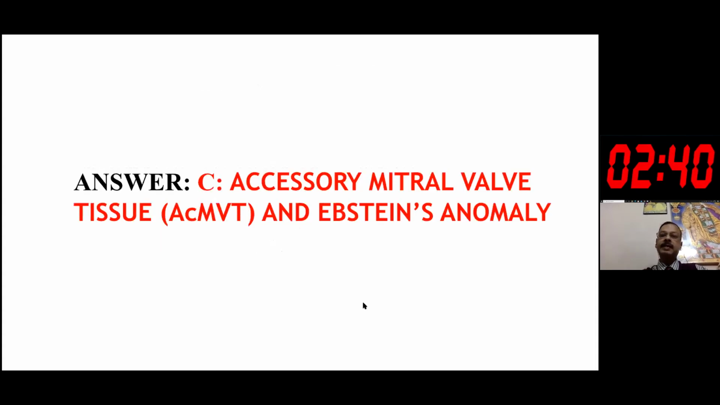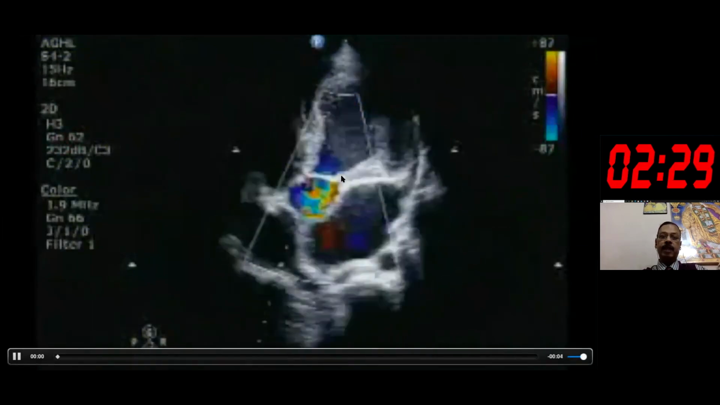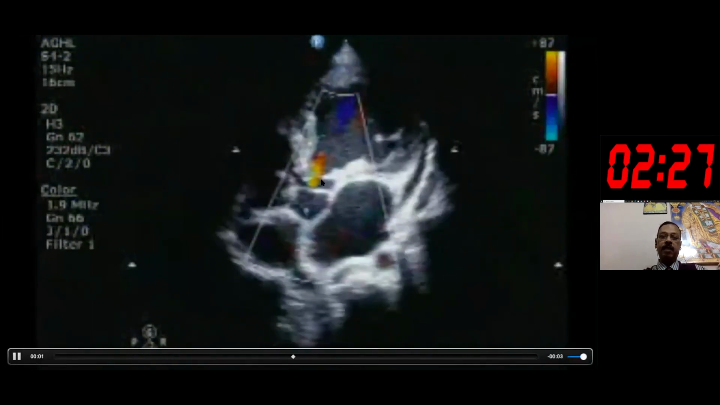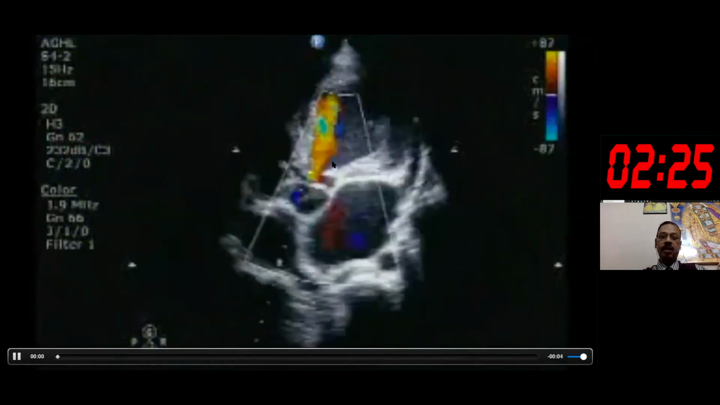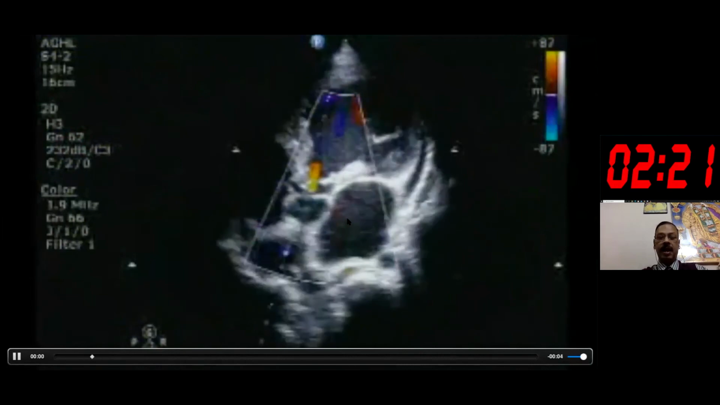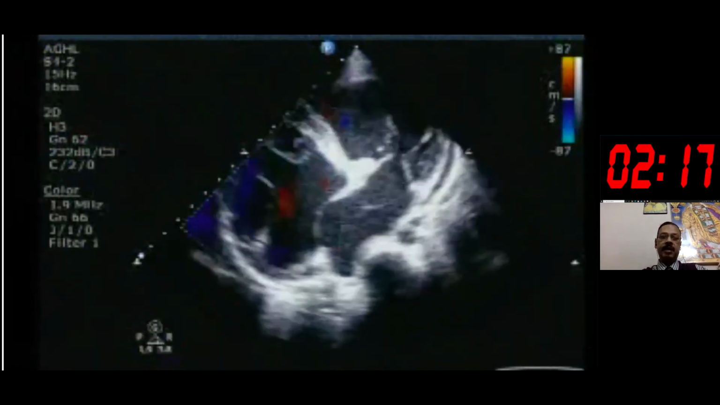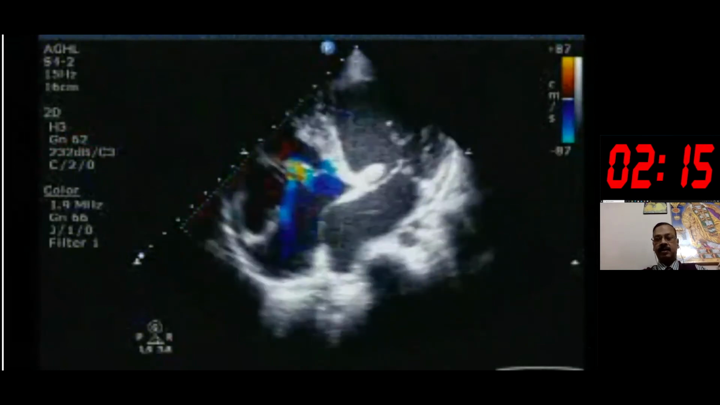The answer is accessory mitral valve tissue, called AMVT, and Ebstein anomaly. C is correct. There is accessory mitral valve tissue absolutely impinging from the mitral valve into the LV outflow tract, causing a little obstruction in the LV outflow tract. And next, you can see this is an Ebstein anomaly. We can see it very clearly in this clip.